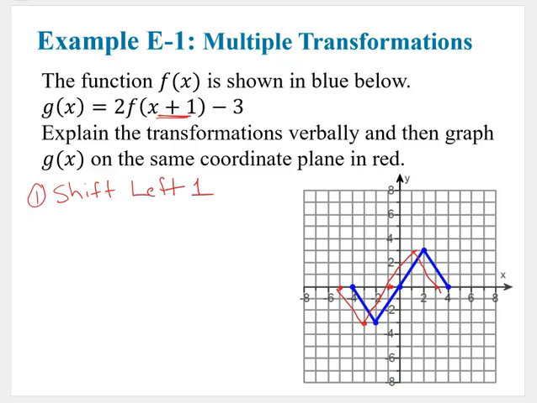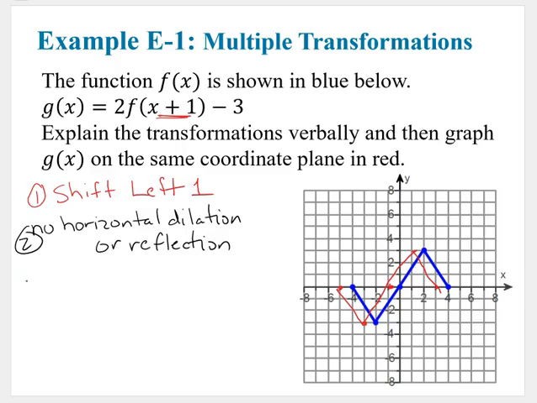Okay, so that's my first. Then the second thing I'm going to look for is any horizontal dilations or reflections. So is there anything multiplied by x? There is not. Is there any negatives in front of the x? There is not. Okay, so there is no horizontal. So I'm going to write that down even though I'm not doing anything. I'm still going to write it down because I want to make sure that I have that noted. So there are no horizontal dilations. So no horizontal dilation or reflection. Okay, so that's good. Step number 2, we're done. I should put a 2 in front of that because that's step number 2.